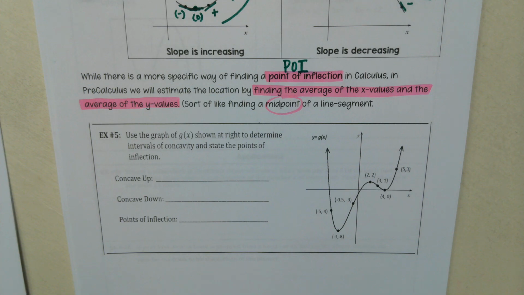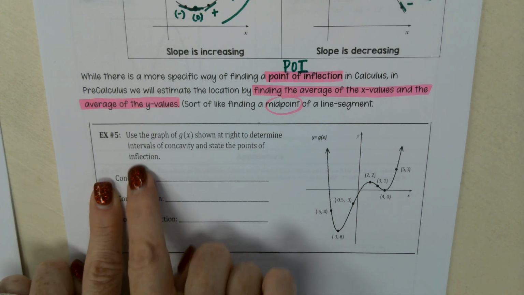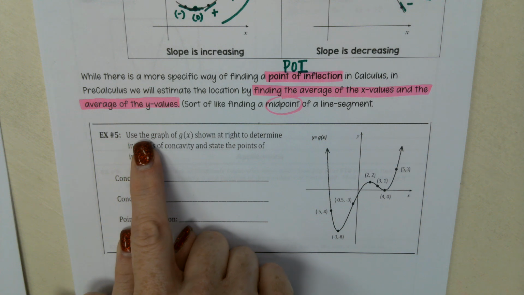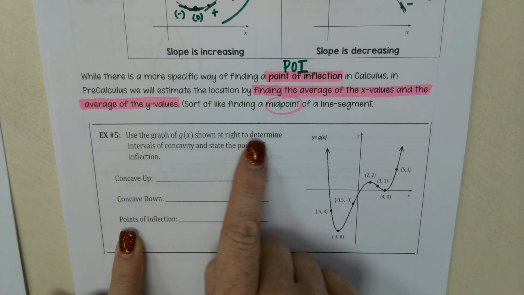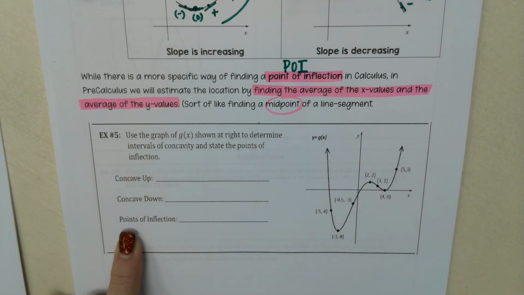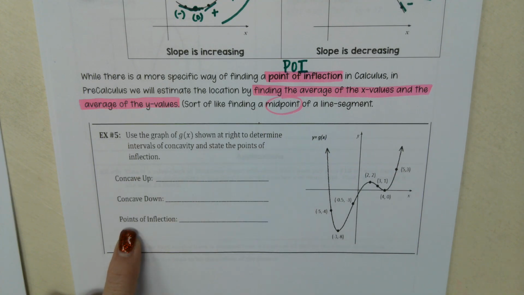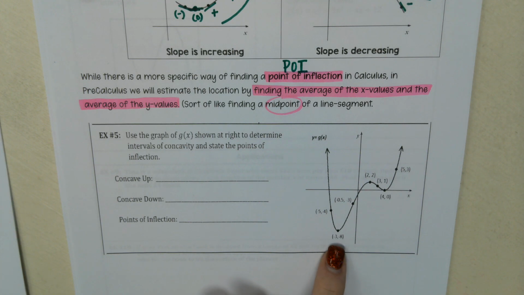Now, before I follow all of these directions, I'm going to skip down here. My directions here say use the graph of g of x shown at the right to determine the intervals of concavity. I'll do that in a moment. And state the points of inflection. Now, remember, the points of inflection, it's like finding the average of your x's and your y's of your maxes and your mins. Now, this is a minimum.